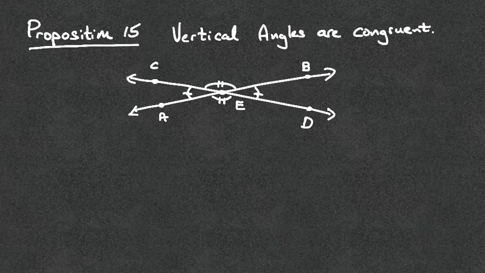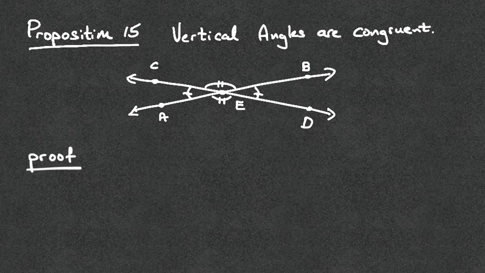Greetings everybody, and welcome to Euclid's proposition number 15. In this proposition we are asked to show that vertical angles will be congruent. Now let's take a look and see how that proof might go.